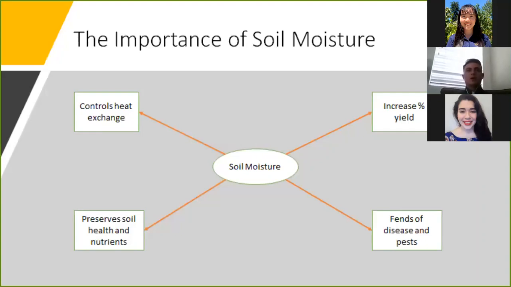So if you think about it, agriculture is a business. Agriculture growers need to have a certain threshold for the amount of crops that they need to grow per season in order to make a profit. So there's certain things that they need to monitor. One of these things is soil moisture, and soil moisture can help growers increase their amount of crops per season through the following things: increase percent yield of the crops, fends off disease and pests, preserve soil health and nutrients, and controls heat exchange. So these are all things that growers need in order to have a growth in revenue per season. And one way that they can control these factors is to monitor the soil moisture.